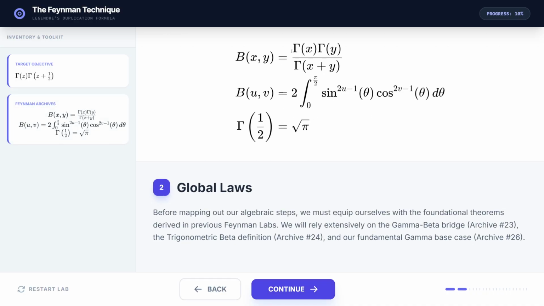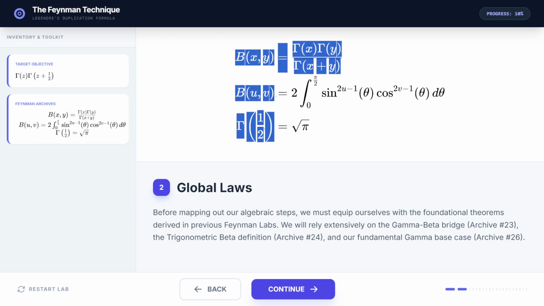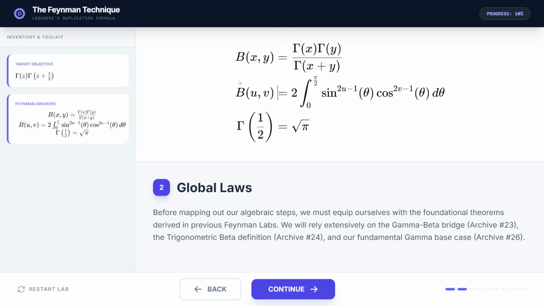All right, we're going to be using these. This is kind of our toolbox. We've already derived and talked about these things on this channel before. This is just the beta gamma relationship right here. And this down here is just the trigonometric representation of the beta function. It's just the standard beta function with a substitution applied to it. And then we're also going to be utilizing gamma of 1/2 equaling square root of pi. We've shown all this and talked about all this on the channel already, so go back through the most recent videos of mine to learn about these things.